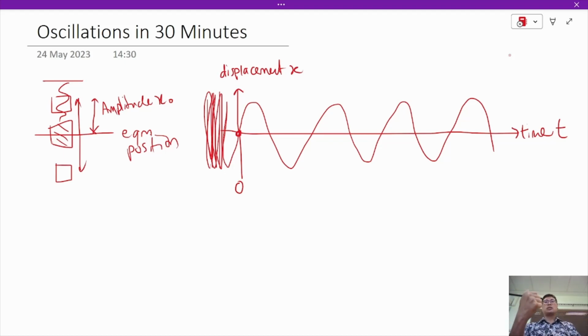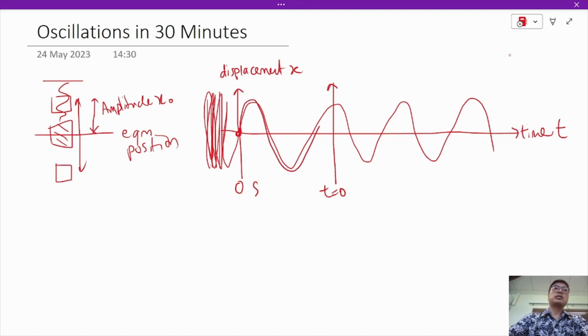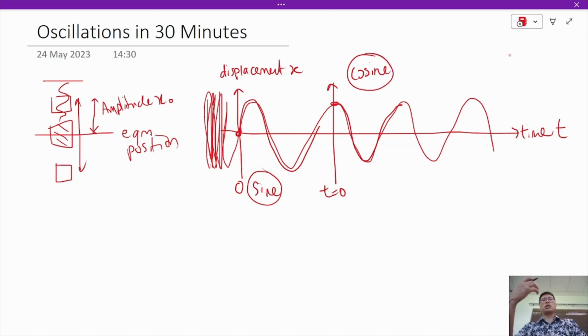But what if we started the stopwatch later? Let's say we wait until the mass is all the way at the top, then we start the stopwatch. This will be our new start time. As you can see, if we start the watch here, we get a sine graph. But if we start the watch here, we get a cosine graph. Can you think of other places to start the stopwatch to get different kinds of graphs? If we start our stopwatch over here, then this will become a negative sine graph.